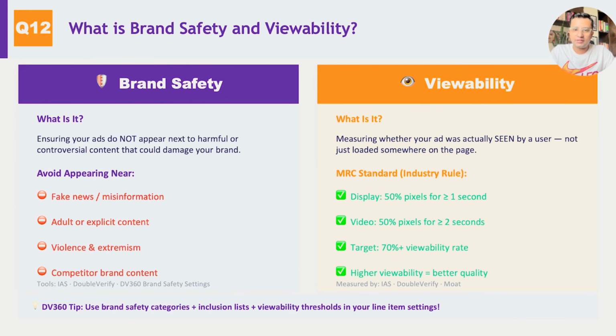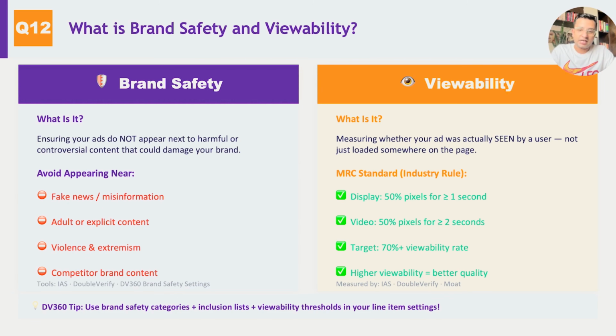They're not that difficult. So basically for display, it's 50% of pixels should be visible on the screen for more than 1 second. That makes an impression count. If 50% of your pixels were not visible on the website screen for more than 1 second, then it won't even be considered an impression. In video, it's 50% of pixels should be visible for more than 2 seconds of the video, and the target is a 70% plus viewability rate. So the higher the viewability, the better the quality.